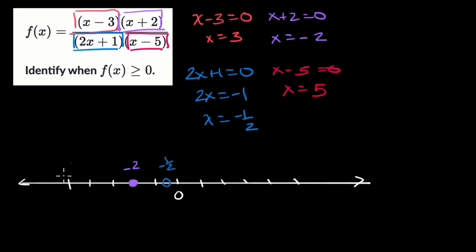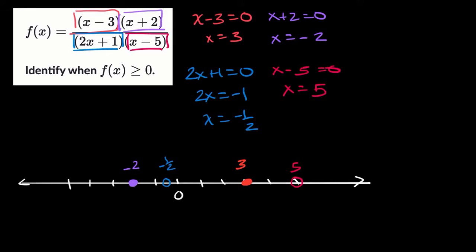And then next we go to x equals 3. That's also another point where the function is equal to 0. So I'll include that. 1, 2, 3. So x equals 3. And then last but not least, I have x equals 5, but we can't include it because that's actually a restriction to the domain. It makes the denominator equal 0, so that's 5. So let's think about when we're greater than 0.